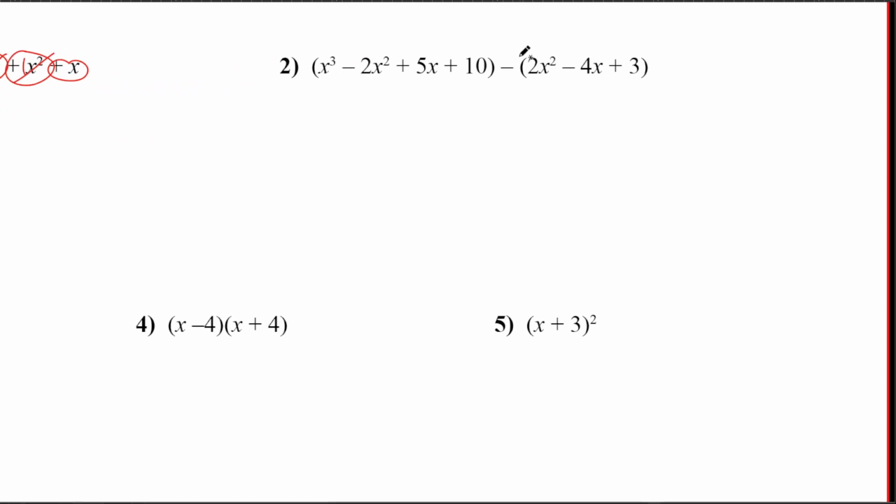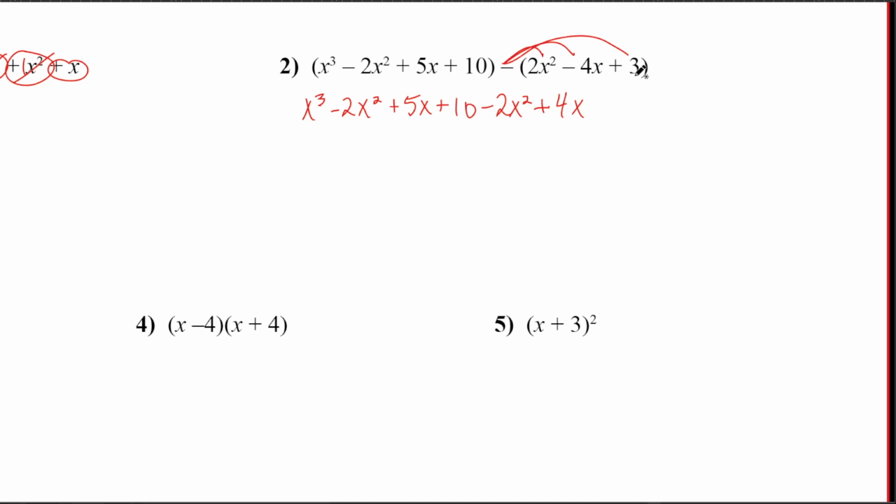This one right here. First thing I'm going to do is distribute that negative through this parentheses. And on this one right here, I don't really even need that parentheses, so I'm just going to write it without the parentheses. All right, and then one more. Now, let's distribute the negative. So it's minus 2x squared. Then it's minus a negative. Minus a negative is positive 4x.